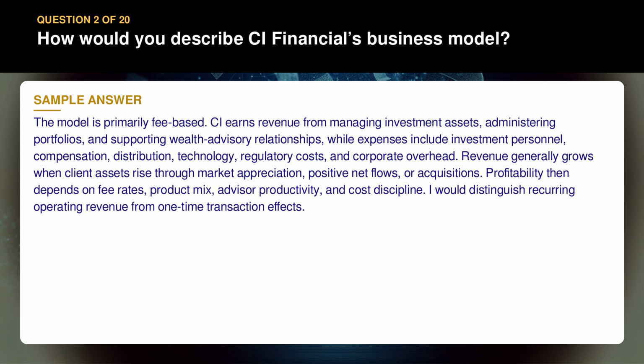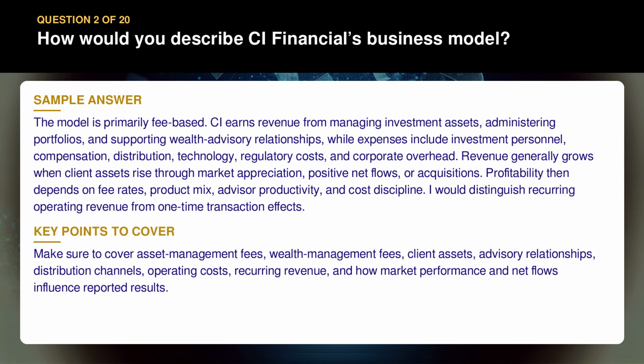Revenue generally grows when client assets rise through market appreciation, positive net flows, or acquisitions. Profitability then depends on fee rates, product mix, advisor productivity, and cost discipline. I would distinguish recurring operating revenue from one-time transaction effects. Make sure to cover asset management fees, wealth management fees, client assets, advisory relationships, distribution channels, operating costs, recurring revenue, and how market performance and net flows influence reported results.